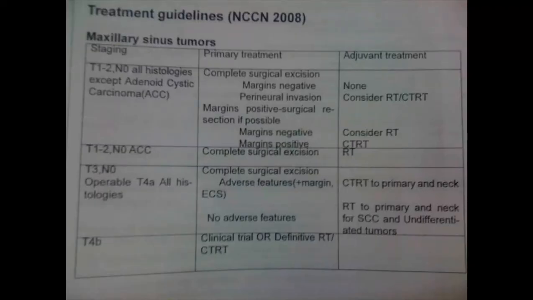So how do you treat these maxillary sinus tumors? For T1, T2, and N0, except adenoid cystic carcinoma, you can go for surgical resection. If margins are negative, you may not go for any adjuvant therapy. If perineural invasion is there, you go for chemoradiotherapy, that is, radiotherapy or chemotherapy and radiotherapy.